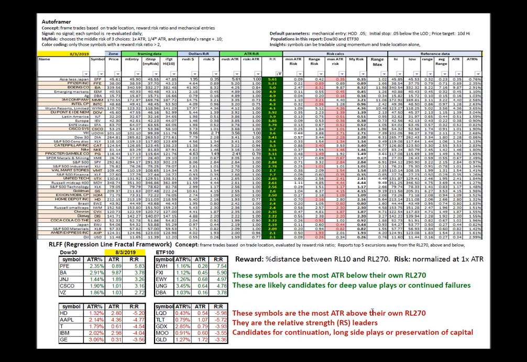Now you can see that the symbols that are the most above their own RL270 have pulled back like 3 or 4 ATRs this week. That used to be 8, 9, and 10 last week. And then the deeply discounted ones, these are how many ATRs they are below their long-term fair value, so still plenty of good ones to choose from, including some that suffered a lot this week. So value is available. Don't be in a hurry, but frame your trade in the usual way. Lots of framing to choose from.